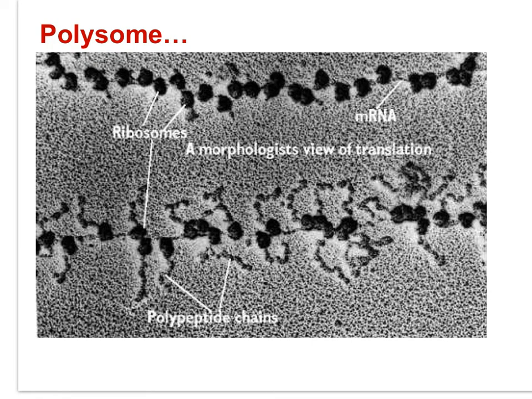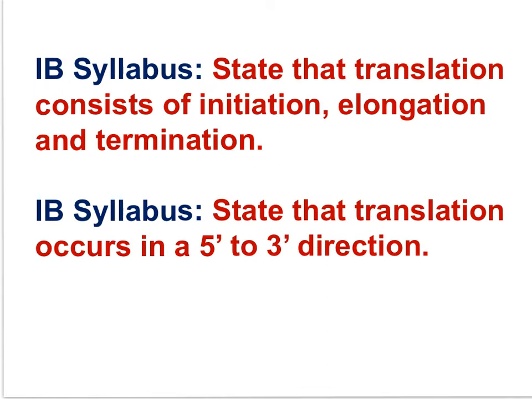In this micrograph, we see polysomes, one here and one here, an mRNA strand with numerous ribosomes, each of which is translating the codons into polypeptides, which are visible here. Here's a new IB syllabus statement. State that translation consists of initiation, elongation, and termination. It's not complicated, but let me explain using images for initiation, elongation, and termination.